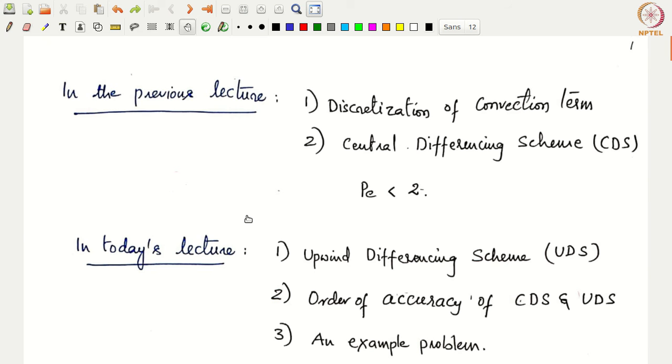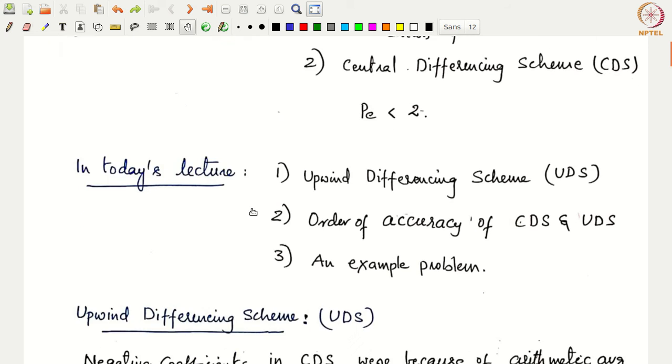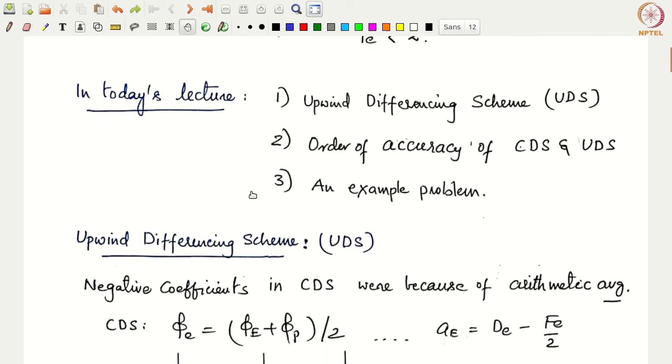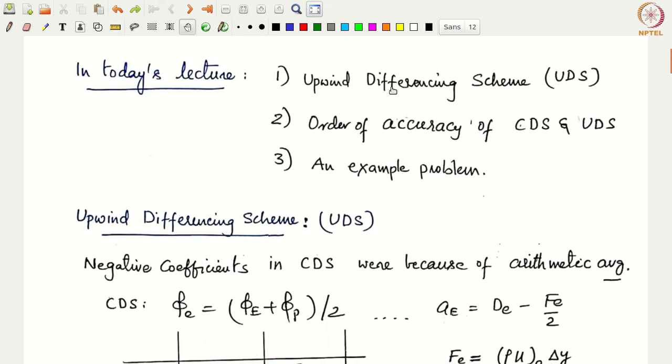Alright, so in today's lecture, we're going to look at an alternate scheme to the central difference scheme, that is known as the upwind difference scheme, which would not suffer from such a problem. And after looking at how to work with the upwind difference scheme, we are going to look at the order of accuracy of the central difference and the upwind difference schemes.